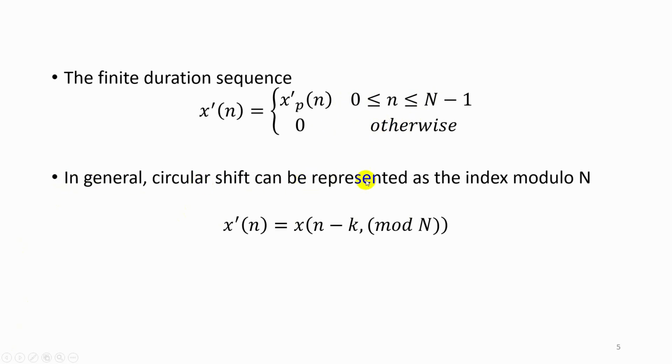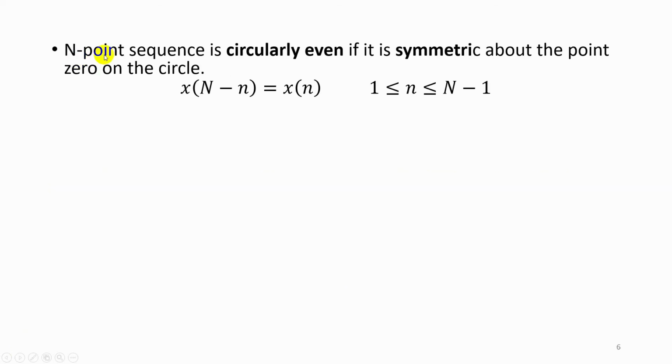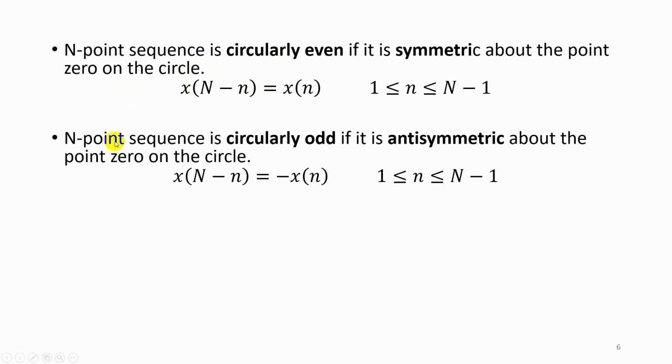Generally, the circular shift can be represented as the index modulo N. X dash of n is equal to x of n shifted by k modulo N, which is also written as x dash of n equal to x of n minus k modulo N. The N-point sequence x of n is circularly even if it is symmetric about the point 0 on the circle. That is, if it is symmetric about x of 0, then x of capital N minus n will be equal to x of n. The N-point sequence x of n is circularly odd if it is antisymmetric about x of 0. In that case, x of capital N minus n is equal to minus x of n.